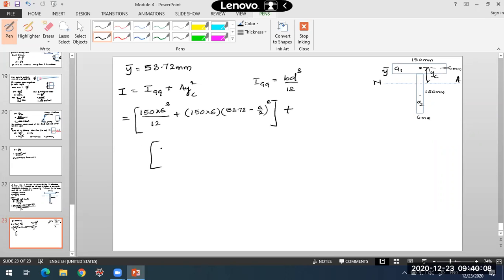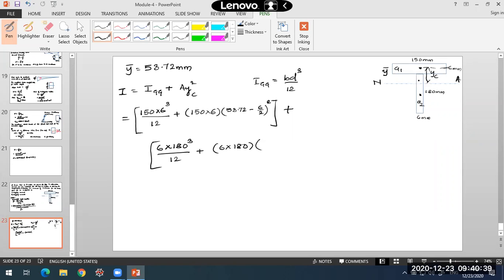Plus, when I take the second area, again bd cube by 12. That is the moment of inertia of the second area about its own centroidal axis. b is 6 in this case, 6 mm. The dimension which is parallel to our axis will be taken as b. So d is 180 here, the depth, 180 cube divided by 12, bd cube by 12, plus area, 6 by 180, A2 area into what is YC now.